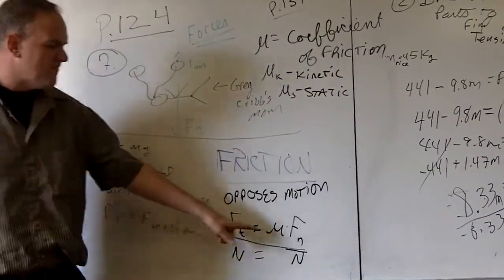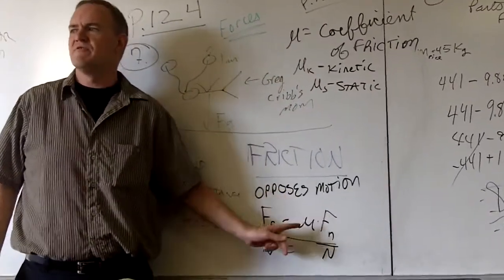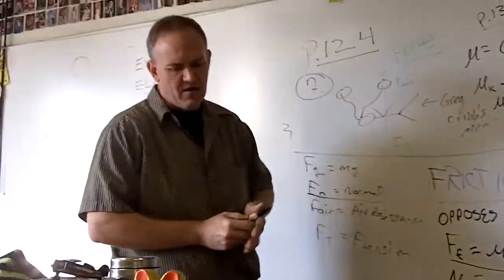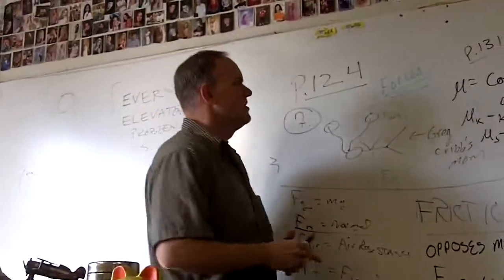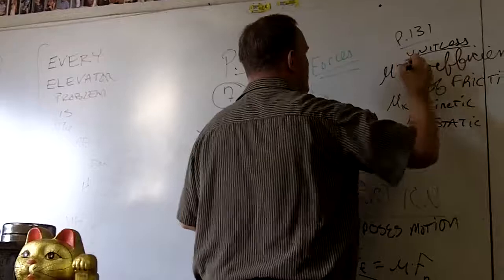Think of it another way. If you want to find mu, what do you do? You take this divided by that, don't you? And so you'd have a newton divided by a newton. What is that unit? No unit. Mu has no unit. If you go to page 131 and look at those numbers, they are just numbers. There's no unit on them. So it's a unitless number.